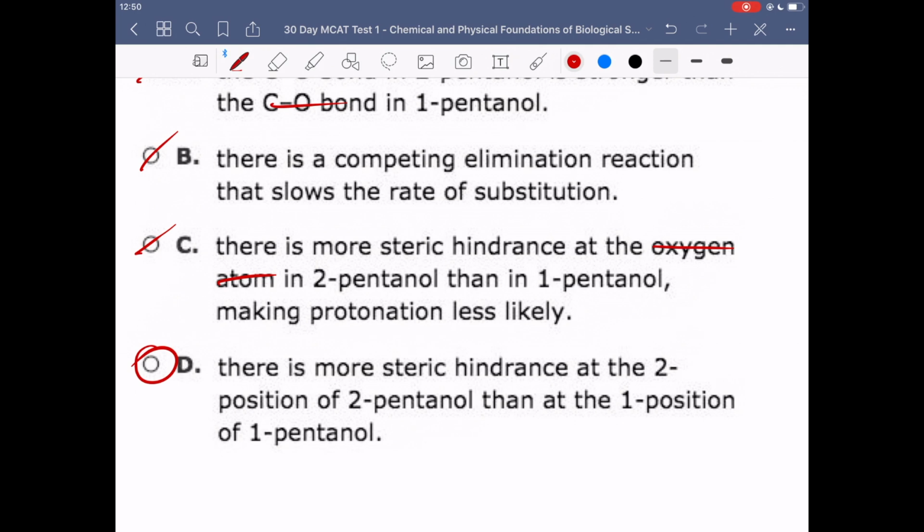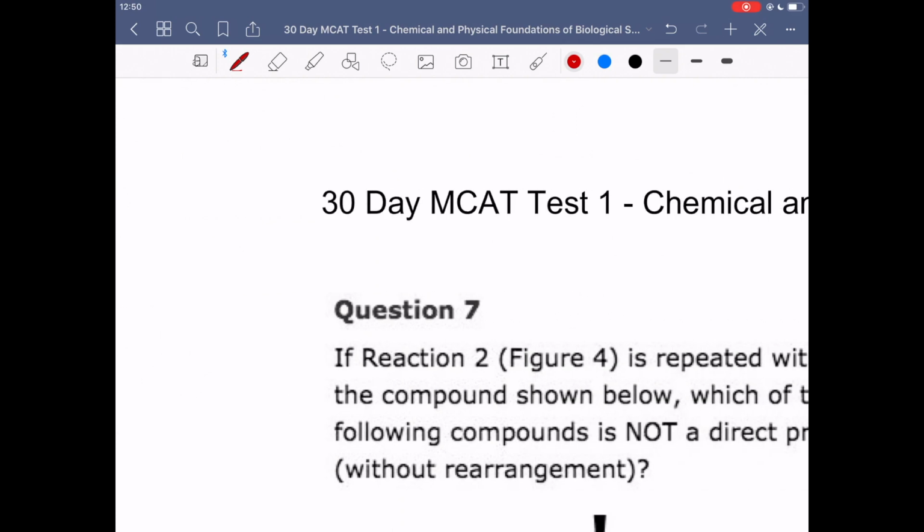And once again, B is not correct because we don't have enough evidence saying that there's a competing elimination reaction. That would be more likely if we were talking about a tertiary carbon, or if we were talking about changing up the reaction conditions, because you can change up, for example, the solvent to make elimination more favored or something like that. But we didn't change anything like that. We just changed where the OH group was on the molecule. So we don't have enough evidence for B. D is the correct answer here.